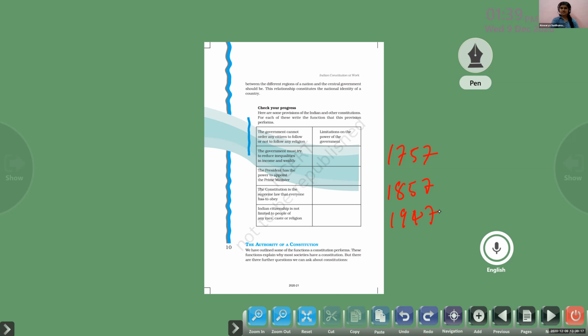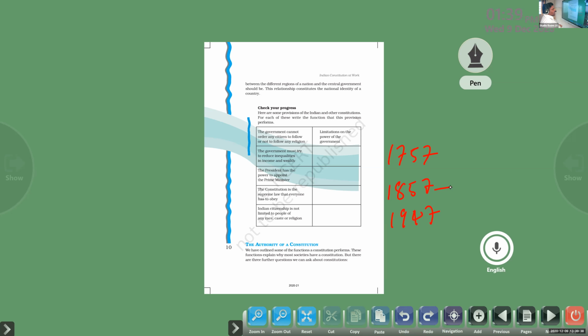First struggle for independence. Okay. The first year of Indian independence, 1857. All those are called the Sepoy Mutiny. Okay, agreed. What is 1757? Battle of?